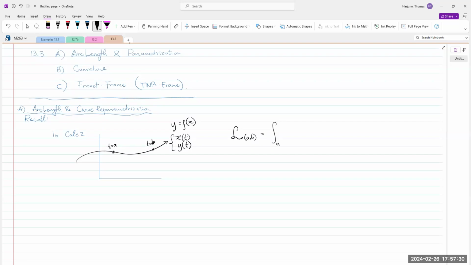from t equals a to b of the square root of (dx/dt) squared plus (dy/dt) squared dt.